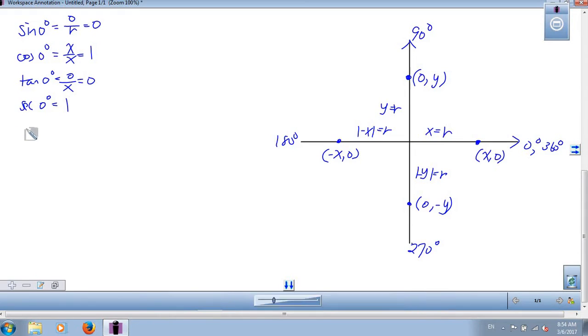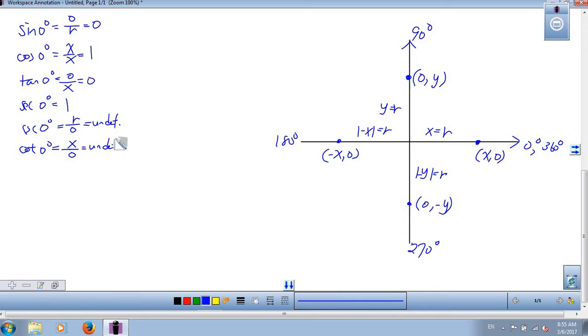And then cosecant of 0 degrees will be equal to the radius over the y, so it's undefined. So there's no cosecant for 0 degrees. And cotangent of 0 degrees is going to be x over y, but the y value is 0, so it's also undefined. Okay, so for 0 degrees, it looks like this. Alright, let's go ahead and do 90 degrees.